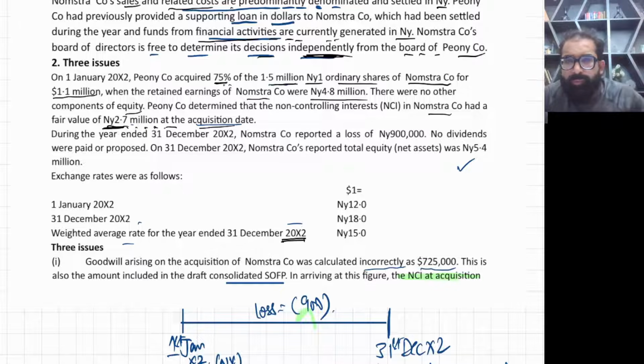During the year ended 31st December X2, Nomstra Company reported a loss of NY 900,000.